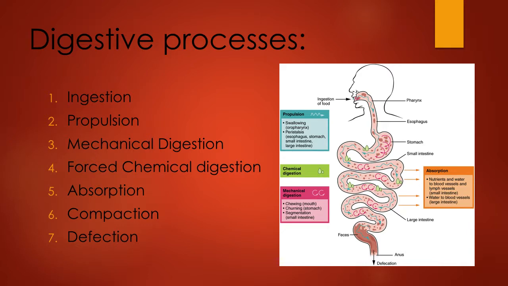An example is proteins to amino acids. Absorption is when components pass through the mucosa of the GI tract into the bloodstream. Compaction is the formation of feces. And defecation is the expulsion of feces.